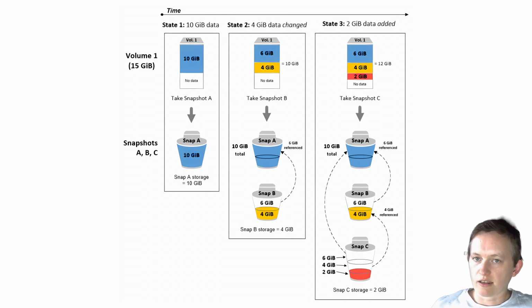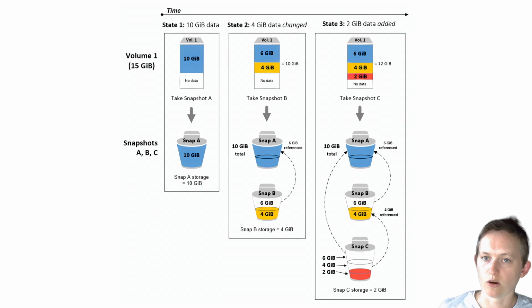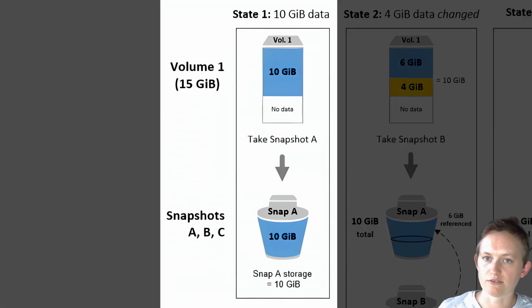Just to explain the incremental nature of snapshots, let's have a look at this diagram on the slide. In state 1, snapshot A is the very first snapshot of your EBS volume. This is a full snapshot, so we're backing up the entire 10 gigabytes on this volume to S3. Any subsequent snapshots of the same volume are going to be incremental in nature. We're only going to include the changed data or the new blocks that were written to the volume since the last snapshot was created.